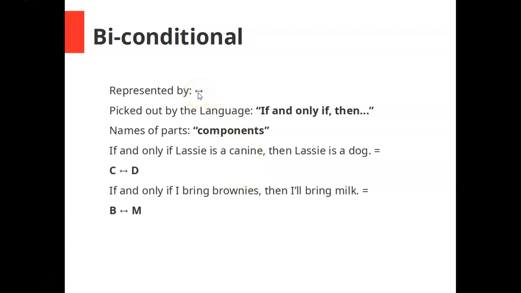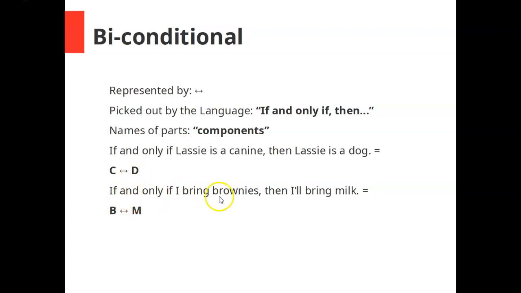Fourth, biconditional, our fourth operator. Our fourth operator is picked out by the double arrow here, and it is picked out by the language if and only if then. It's one thing to claim if X, then Y. It's another thing to claim if and only if X, then Y. The parts of a biconditional are called the components, and in this example, if and only if Lassie is a canine, then Lassie is a dog. C, biconditional D. C and D are the components. C represents Lassie as a canine. D represents Lassie as a dog. They're both the components. C, biconditional D. If and only if Lassie is a canine, then Lassie is a dog.